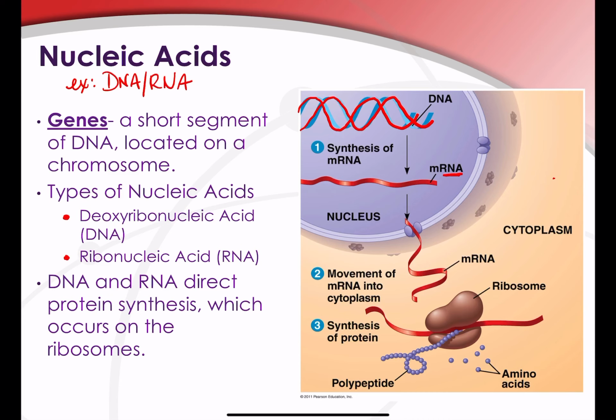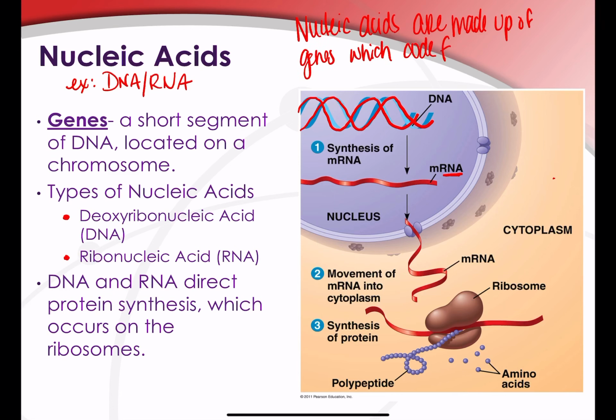So nucleic acids have genes, okay? Genes code for proteins, okay? I'm going to write that up here because I think that's important. Nucleic acids are made up of genes, which code for proteins. Okay? And so that's kind of how we tie in our nucleic acids that we're talking about today with our proteins that we talked about previously.